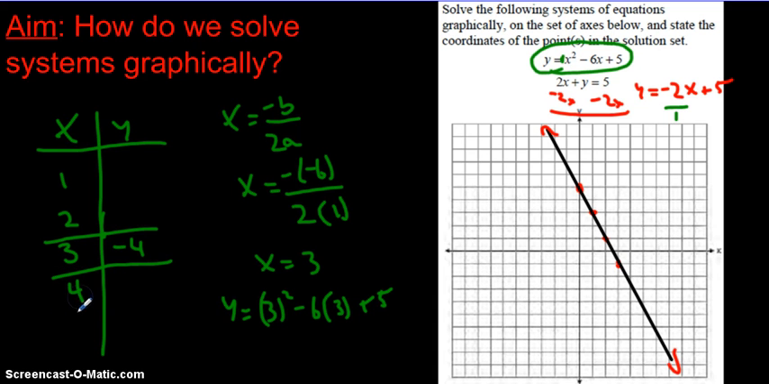Check a few values above and below the vertex. So that should be negative 3 and 0, and that should be negative 3 and 0. I'm not going to take the time to plug it in now. We don't have time for that. So (3, negative 4) would be our vertex.